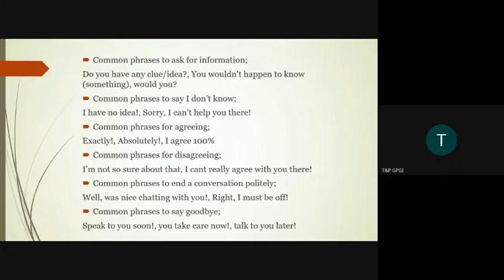If you're reading a paragraph in an examination, and a phrase used to end the conversation is written there, you should know what it is and be able to identify it. Or how to say goodbye using common phrases for goodbyes.